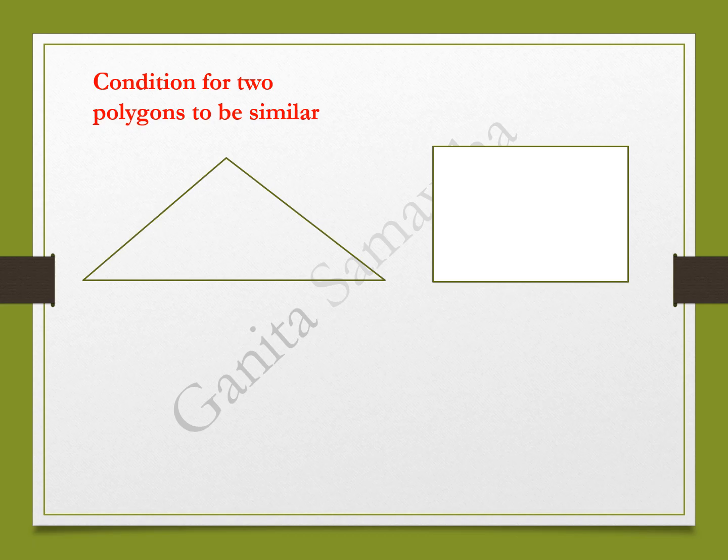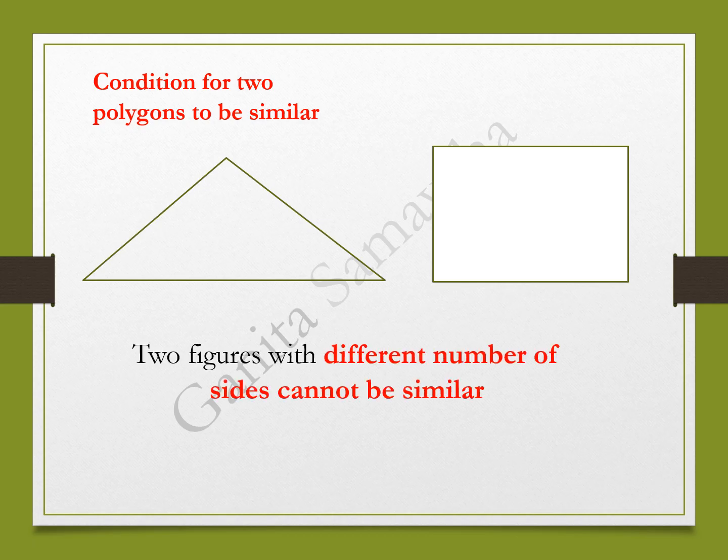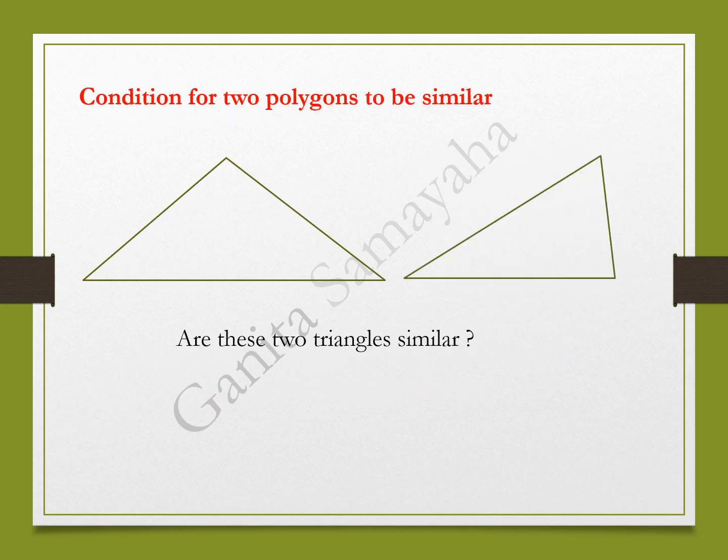If they do not have the same number of sides, they cannot be similar and they are not similar, children. Okay? So, two figures with different number of sides cannot be similar. Fine. We have two polygons here. How many sides do the two have? Yes, both of them have three sides. Both of them are triangles.